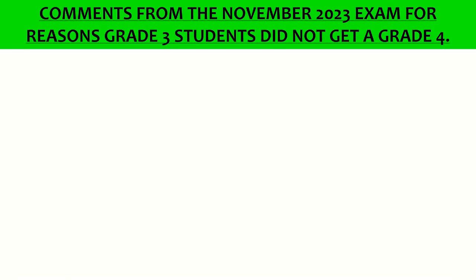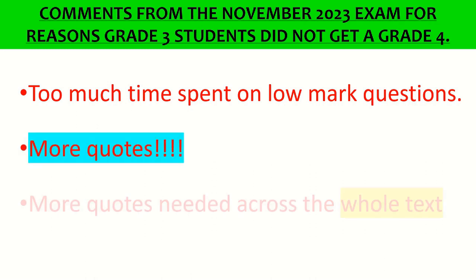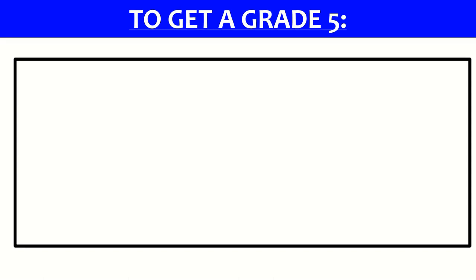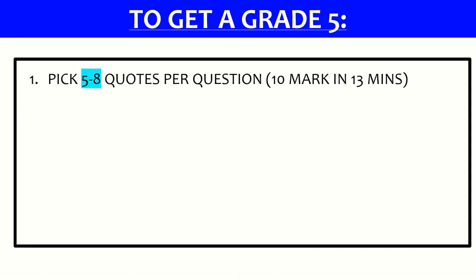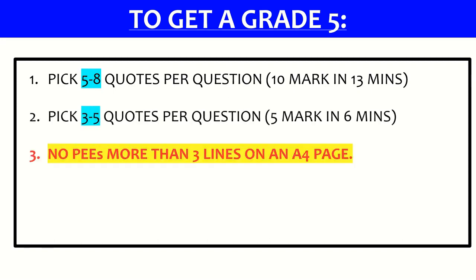So in November 23, the students who got a grade 3 and didn't get the required grade 4, the things that the examiner said they did wrong were too much time spent on the low mark questions, so questions 1 and 2, more quotes were needed, and more quotes needed across the whole text. So to get a grade 5 and above, for a 10 mark question, go for 5 to 8 quotes, 10 marks in 15 minutes. For a 5 mark question, you've got about 6 minutes, 3 to 5 quotes.